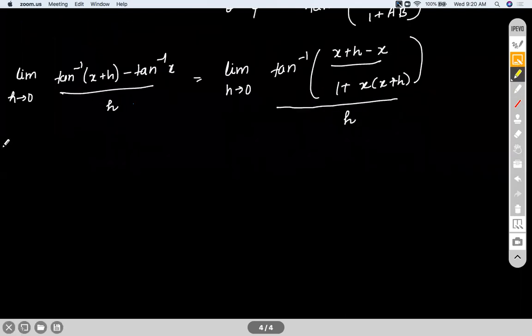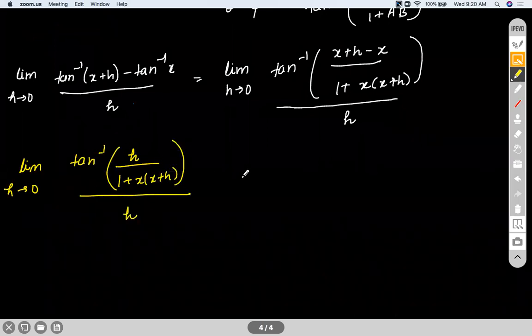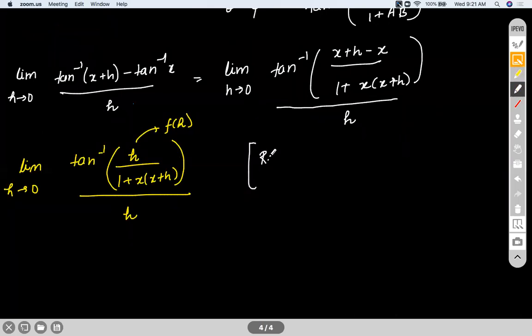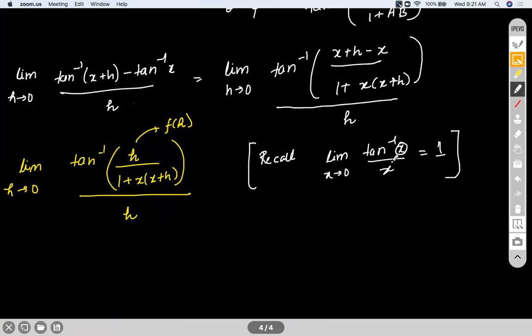Now this is limit H tending to 0 of tan inverse of H by 1 plus X(X plus H), whole divided by H. Now this is a function of H which tends to 0 as H tends to 0. So try to recall the formula where I had told you that the limit of tan inverse of X by X as X tends to 0 is 1. And this holds true even for a broader interpretation. That means you needn't have just X over here. You can have any function which tends to 0 as X tends to whatever. Correct? And here, this is my function.